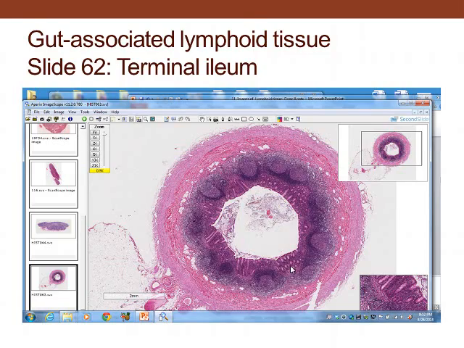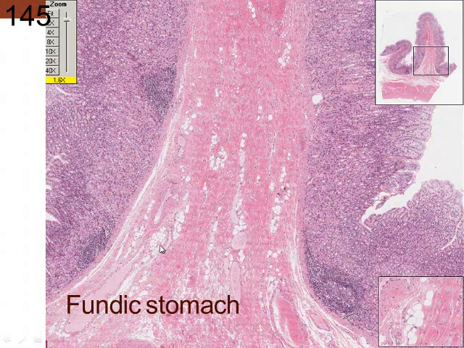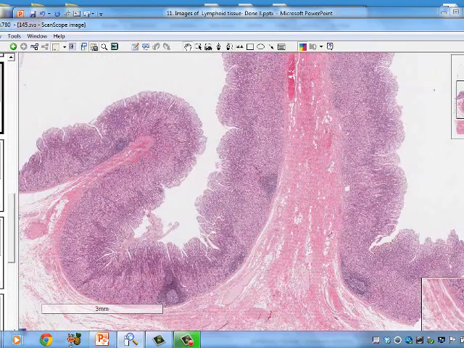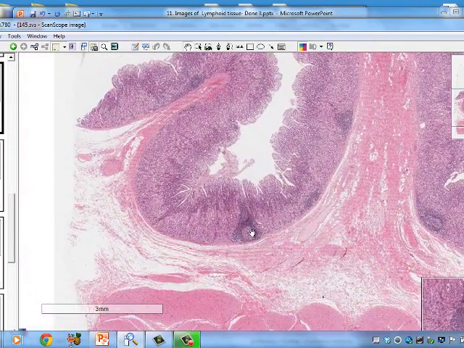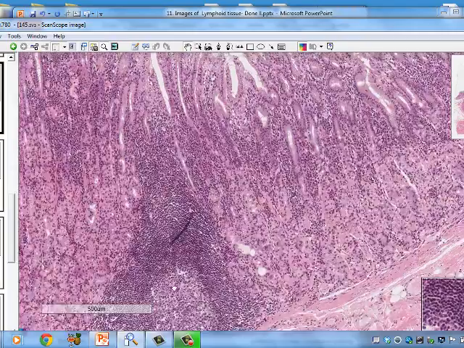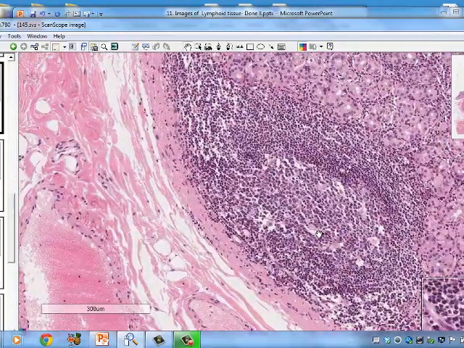And so if we look, you can see Peyer's patches in the human appendix, as you can see right here. This is most as a germinal center, and it doesn't have a capsule around it. Here we see lymphoidal tissue in the stomach. This is a fundic stomach, and if we take a look at slide 145, we can see the lymphoidal tissue, a germinal center, a lymphoidal nodule that's low here with the T and B lymphocytes located right there.